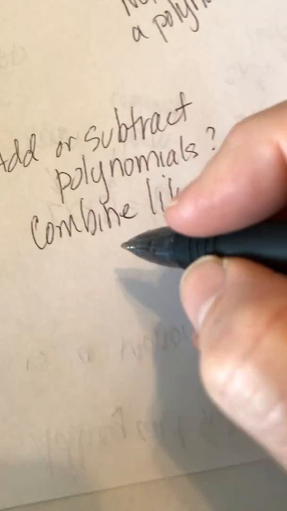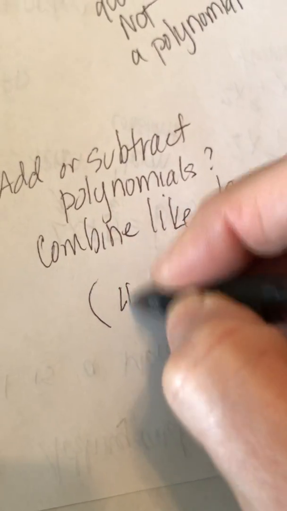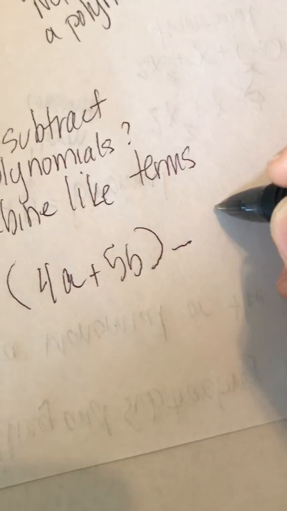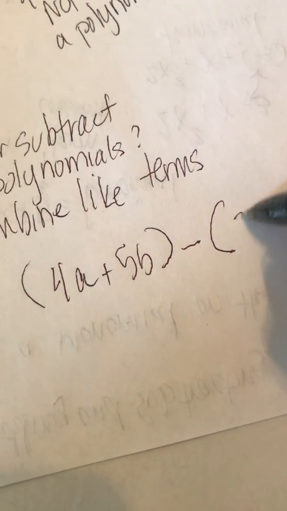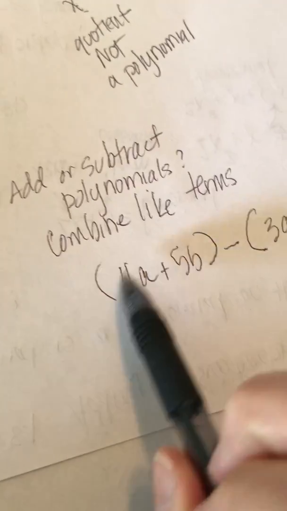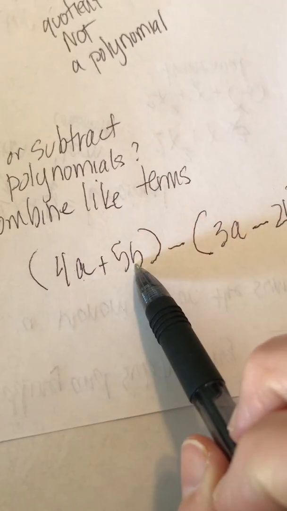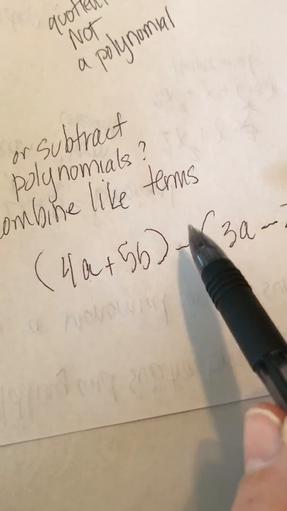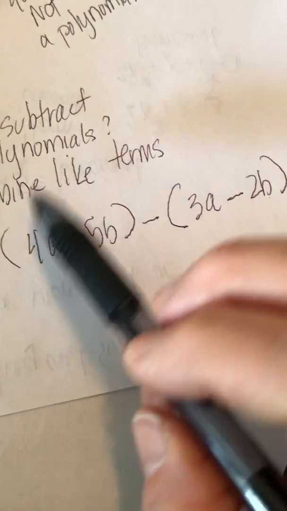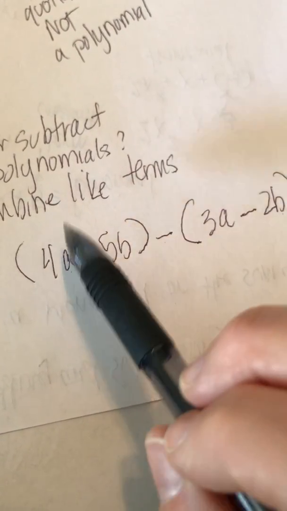So you might have an expression like this: 4a plus 5b minus 3a minus 2b. Fair enough. That's a binomial. 4a plus 5b is a binomial. And you're being asked to subtract this other binomial, 3a minus 2b. So now we can just start thinking about like terms.